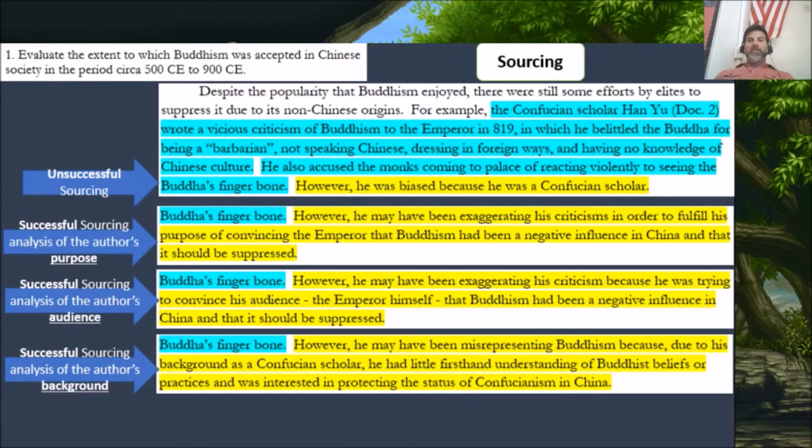So, this slide is showing you a comparison of all of the examples of sourcing about document 2 that we just looked at in the previous body paragraph. You can pause this and once again look at all of these different examples of sourcing analysis, how they differ from the unsuccessful one, and you can get a sense here for how this should really work.